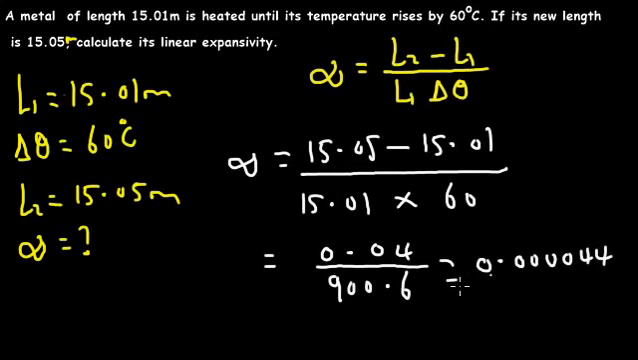So I have the linear expansivity of the metal to be 0.000044, which can be expressed as 4.4 times 10 to the power of negative 5. The unit of linear expansivity is per Kelvin or per degree Celsius. This is our final answer to the problem, and that is the linear expansivity of the metal. On to example number 3.